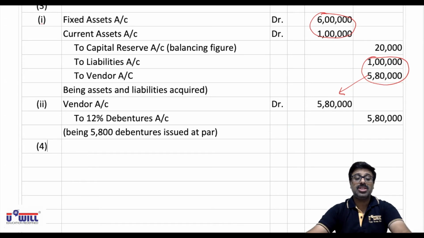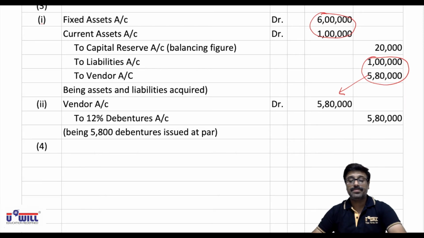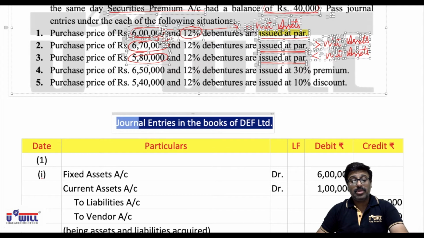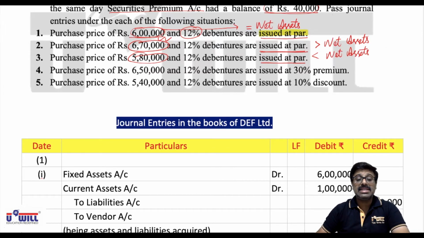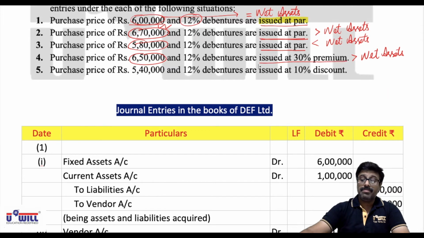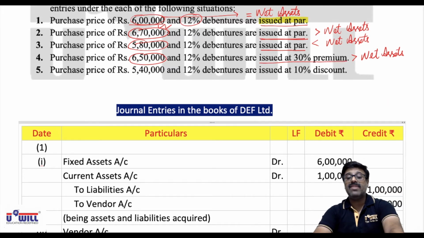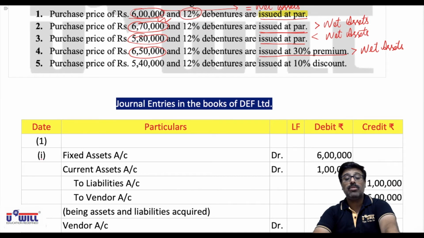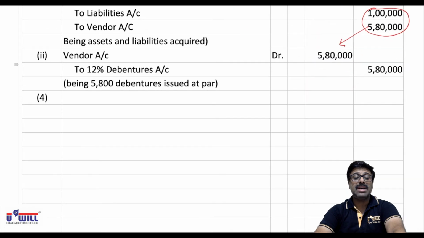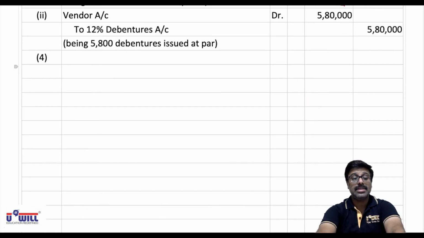Now we move to the fourth situation. Look at it. Purchase price of 6,50,000. Now what is the purchase price? Or if we can see 6,50,000, that is more than the net assets of 6 lakhs. So here again we are going to have goodwill. And moreover, 12% debentures are issued at 30% premium. So before we pass the second entry, we will have to find the number of debentures. That working note, what I explained to you. How to find the number of debentures we will have to do. So first let us pass the first entry. That can be done without the workings.